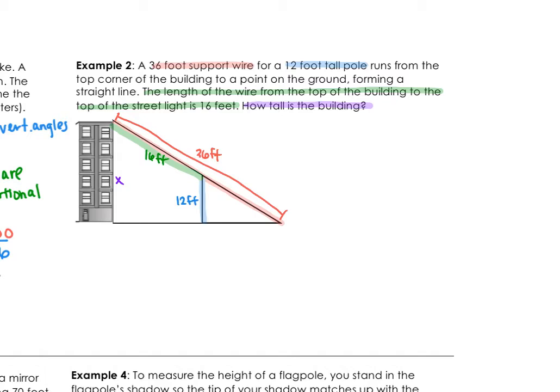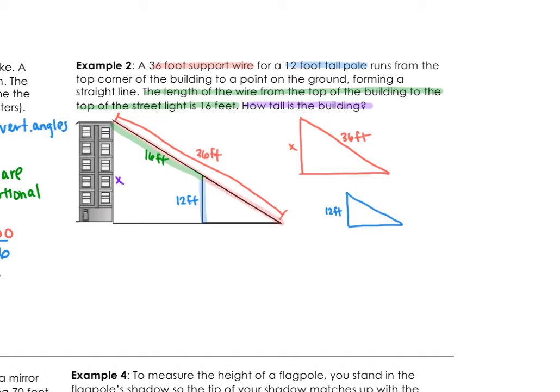Alright, so anytime you have overlapping triangles, I do want you to draw them separately. So I'm going to draw the big triangle first. On the big triangle, we know that this is 36 feet, and I'm solving for that vertical height, which is X. And then the smaller triangle, here's what I know. I know that this vertical distance is 12. The thing that I don't know is this length right here.